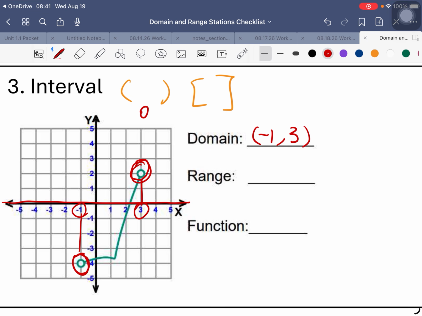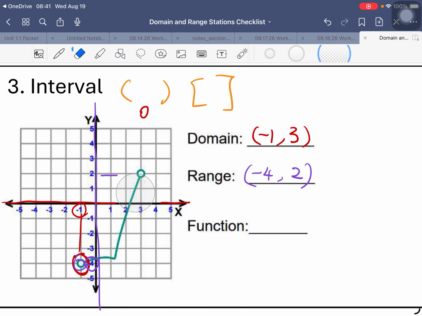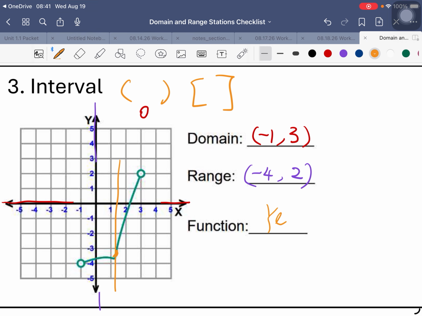Now let's look at the range. The smallest y value is at -4. The biggest y value is at 2. They are also both open circles, soft bracket. Is this graph a function? Let's do the vertical line test. Okay, only one point touches the graph, so it is a function.